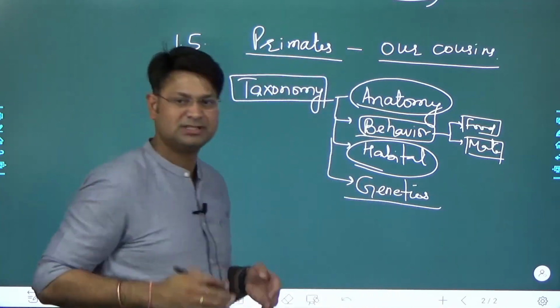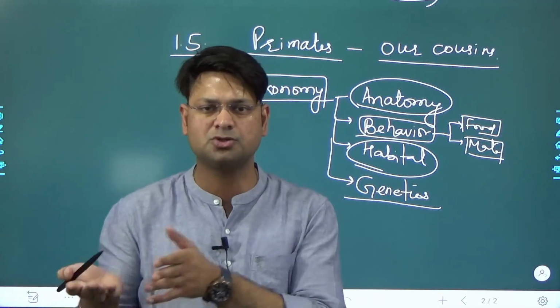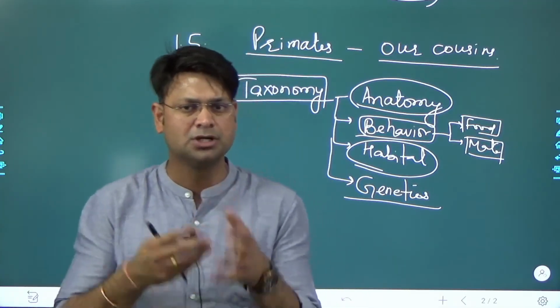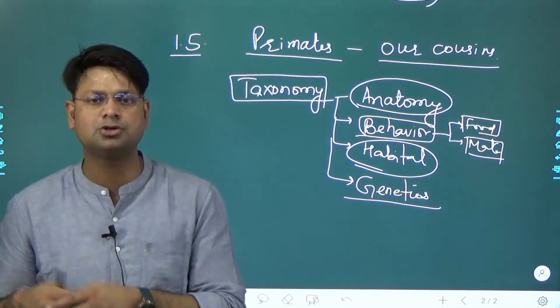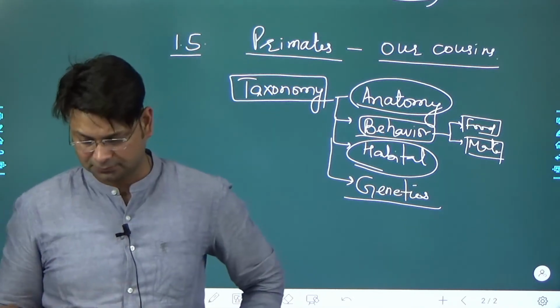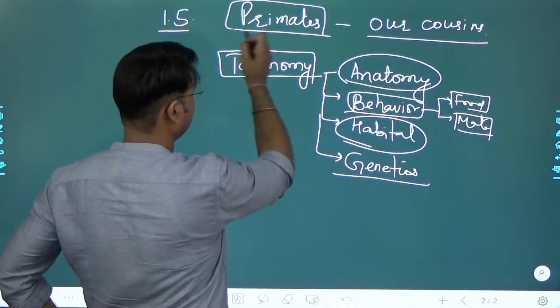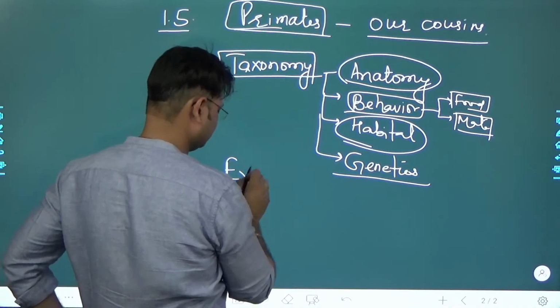Genetic similarity and differences. We know that chimpanzees have 48 chromosomes and we humans have 46 chromosomes. So it is genetically very close to us. So our purpose is to understand that. Not only this, we will understand the extinct primate fossils also.